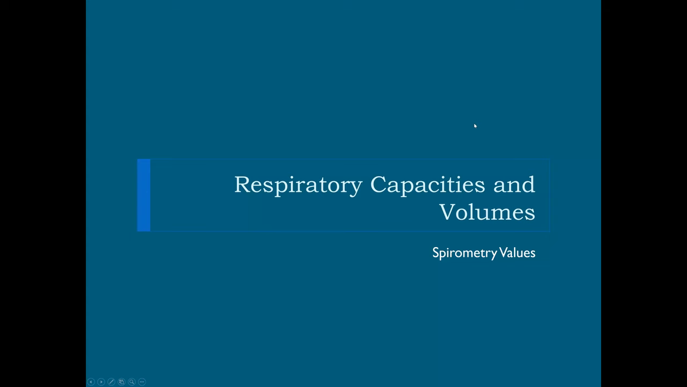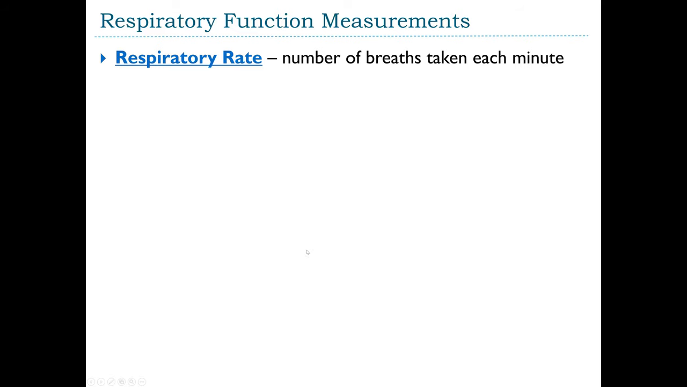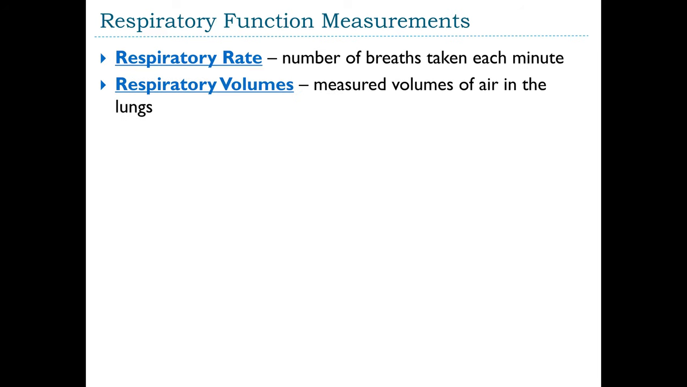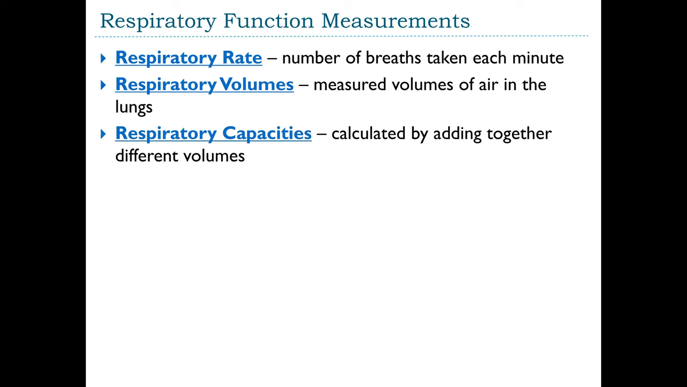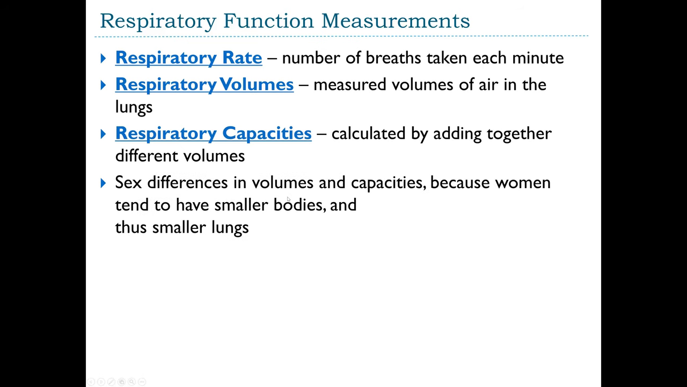So we'll finish up our talk on pulmonary ventilation by looking at respiratory capacities and volumes and a spirometry graph. So when we're measuring the respiratory function, we might look at the respiratory rate, which is the number of breaths taken each minute. We might also look at respiratory volumes, which are measurable volumes of air that can move in and out of the lungs. And we can look at respiratory capacities, which are calculated by adding together different types of volumes. There are sex differences in volumes and capacities because women tend to have smaller bodies and therefore smaller lungs.